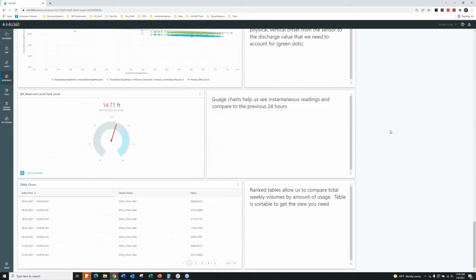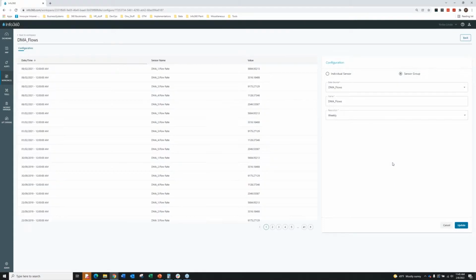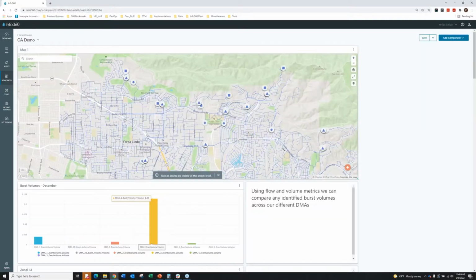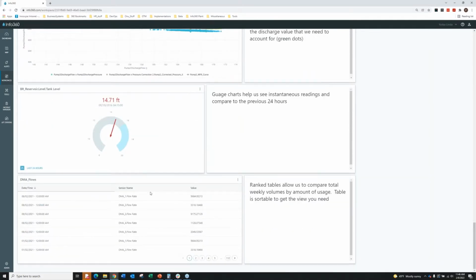And as I talked about the ranked table, I have here a collection of DMA flows. Let me go look really fast how I set this. For weekly DMA flows. I should have just put that in the title so I didn't have to go do that. This allows me, in the ranked table, to say, cool, I want to know, from a comparative quick-view standpoint, where is the bulk of my action in my system.